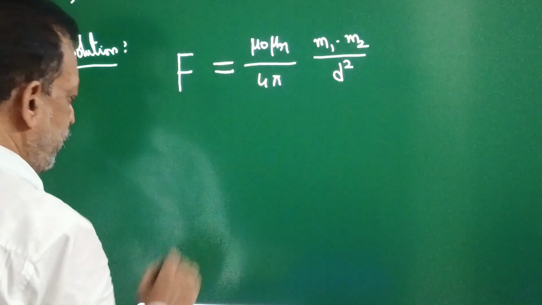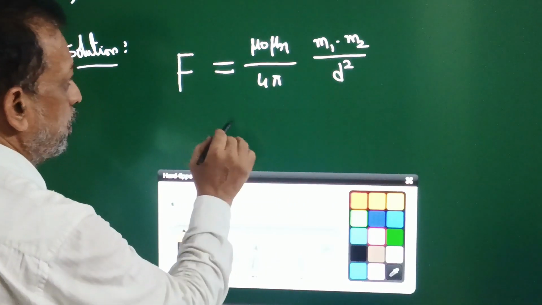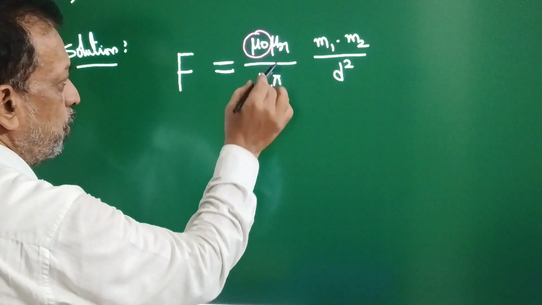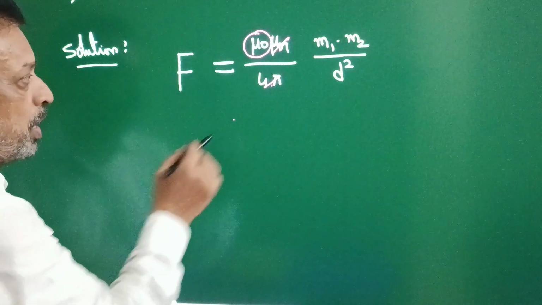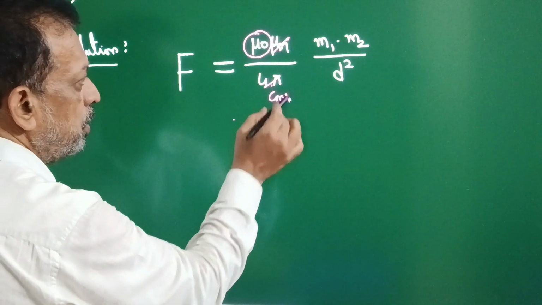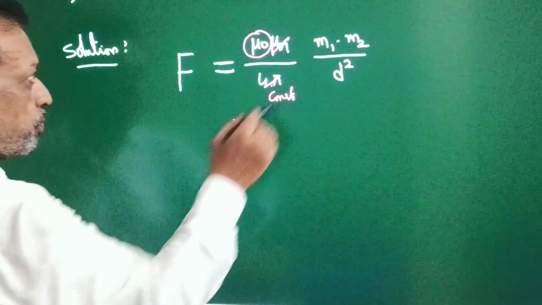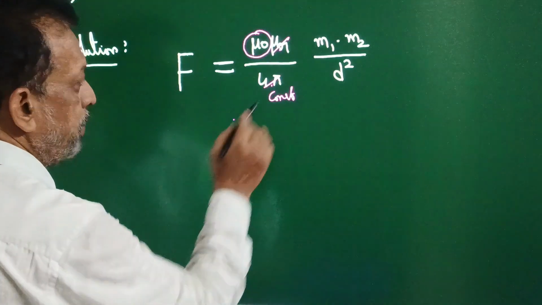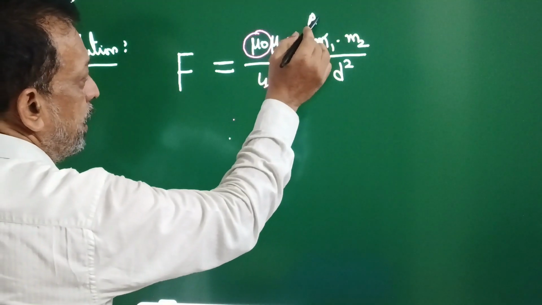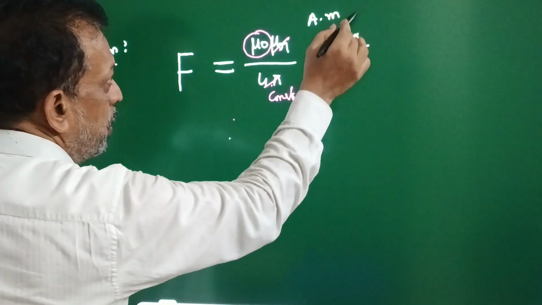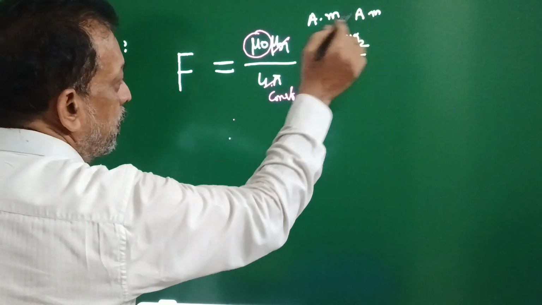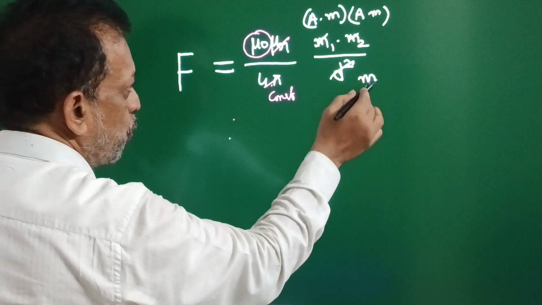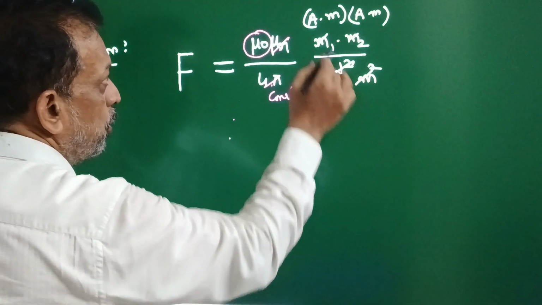So which one do we need? Mu naught. The other terms are constants, we don't want them. Now this is the pole strength. The unit of pole strength is ampere meter. Ampere is the current, meter is the length. This is also ampere meter. Now this is the distance, I can write meter square. So these will cancel.